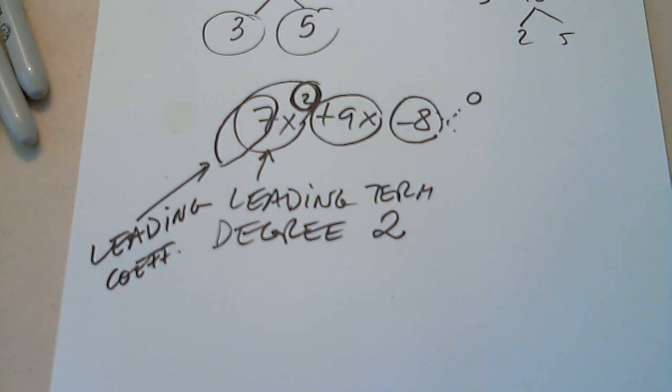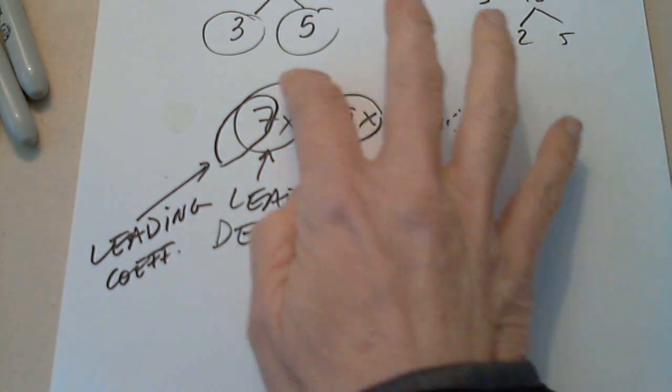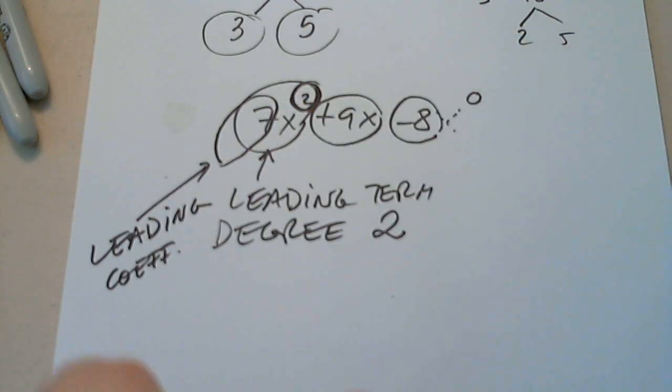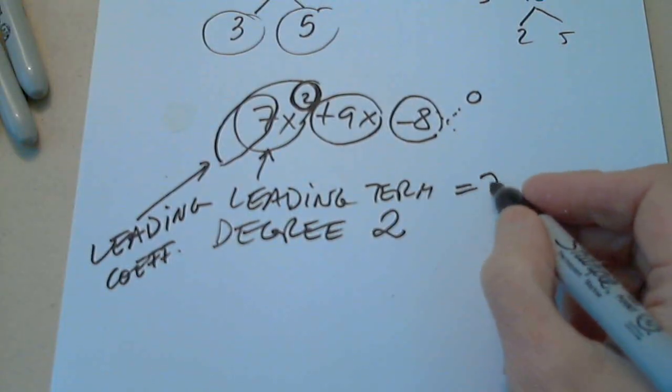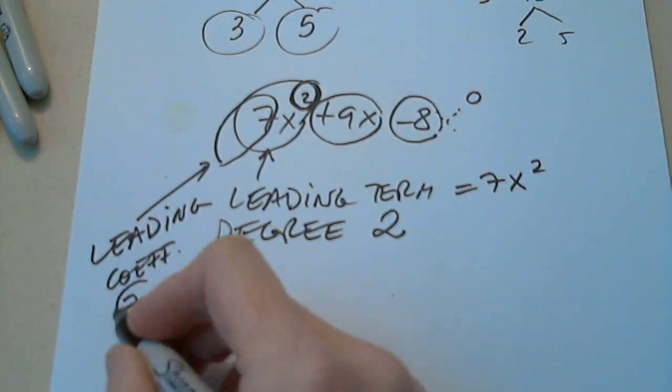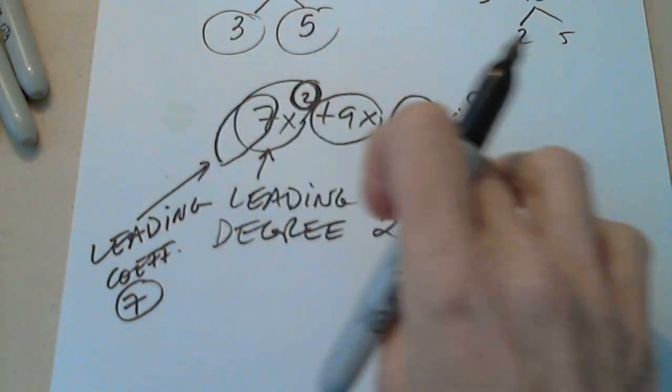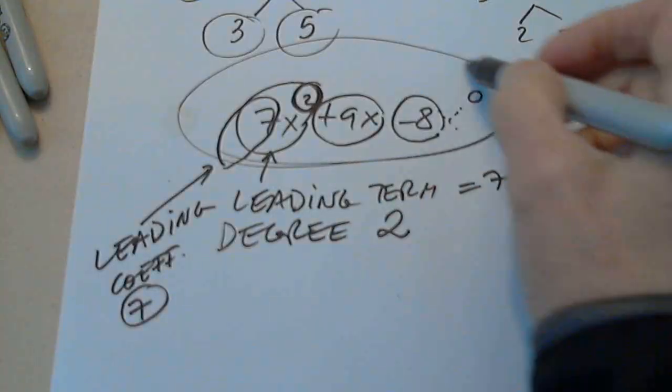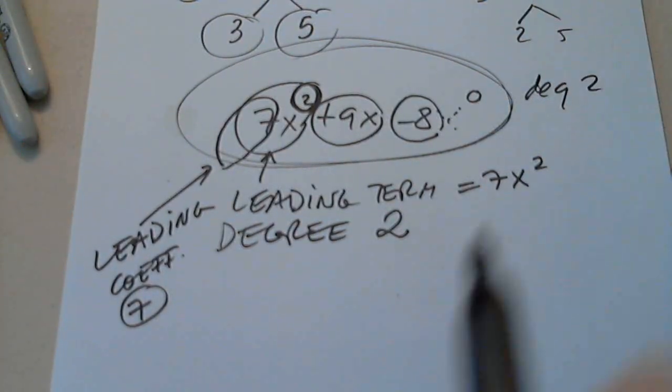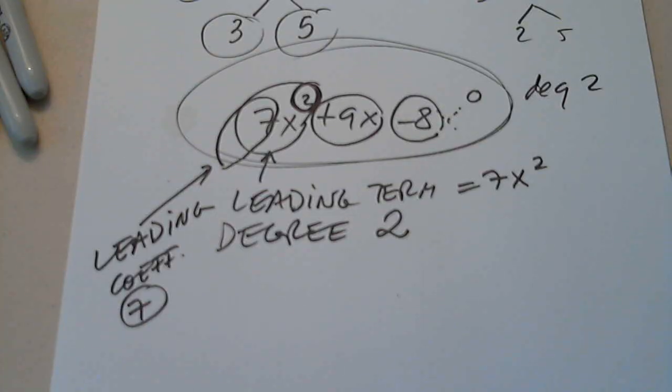This is the important terminology for what follows next. Leading term, 7x squared. Leading coefficient is 7. Degree of this polynomial, degree 2. The highest power of the variable. Any questions?